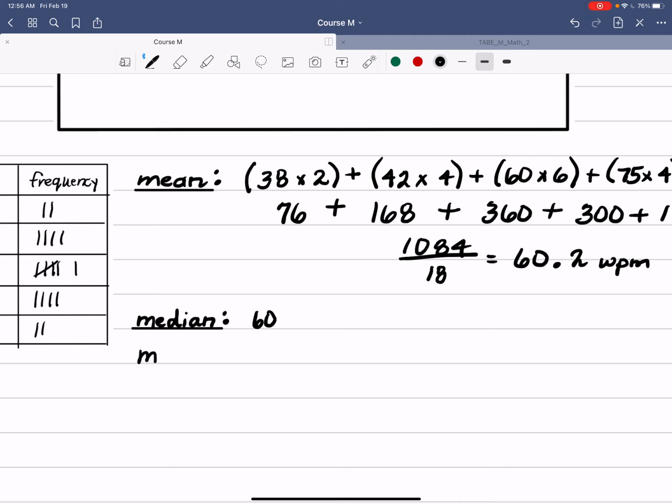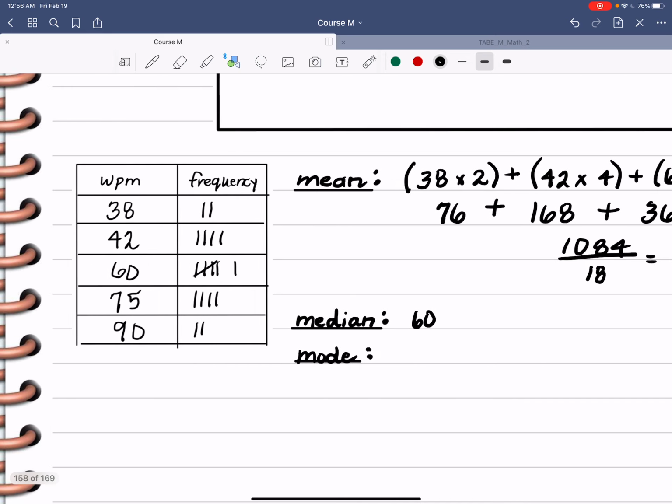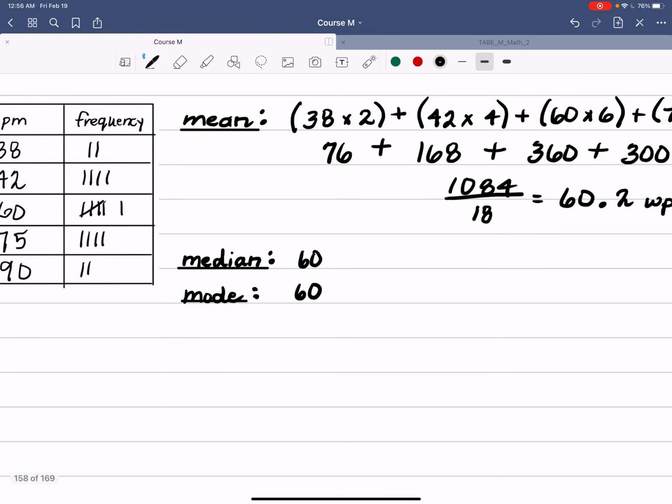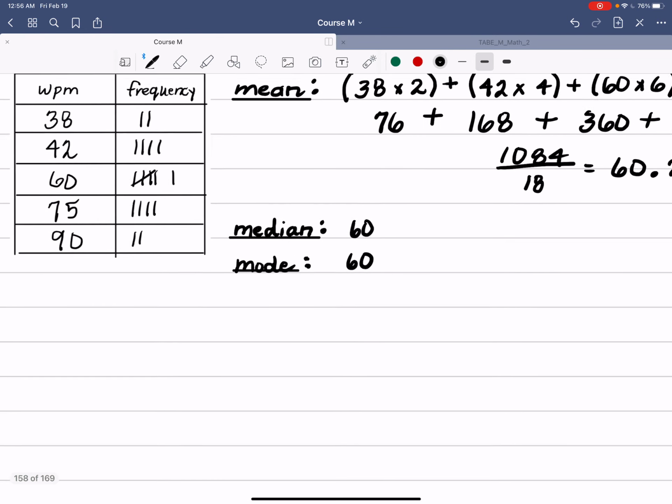The mode, which is the one that occurs most frequently, most common, look at that, it was a 60. No surprise. The range won't fit this pattern, it's just the M's that will be close. So 60.2, 60, and 60, those are almost identical.